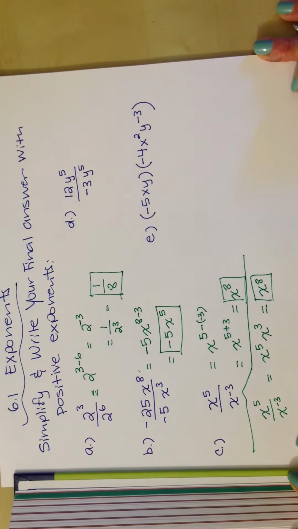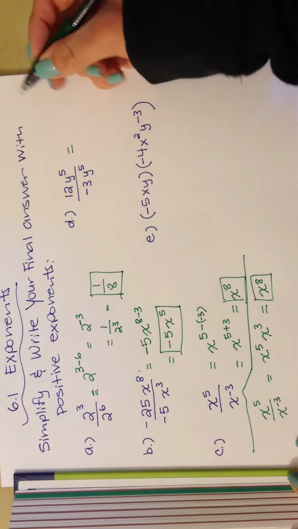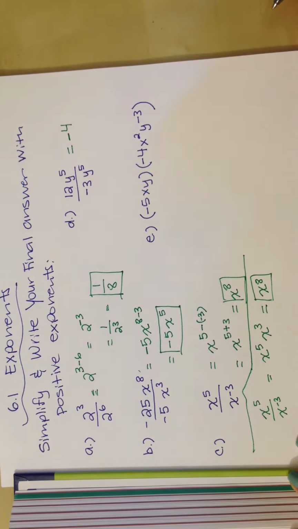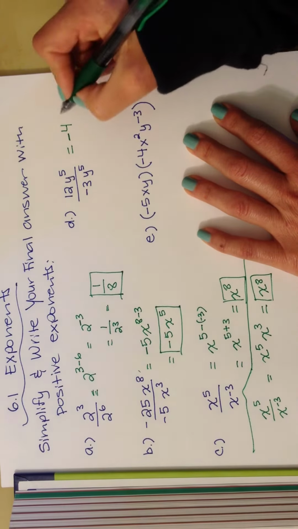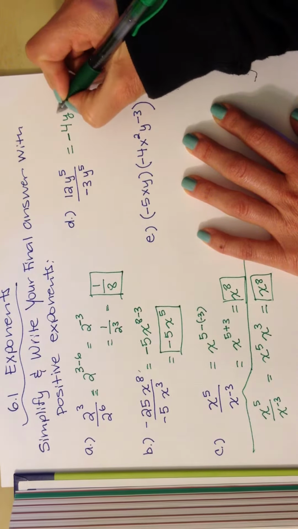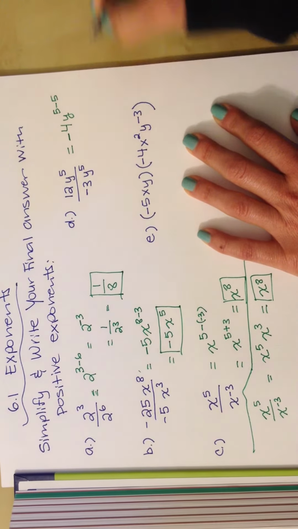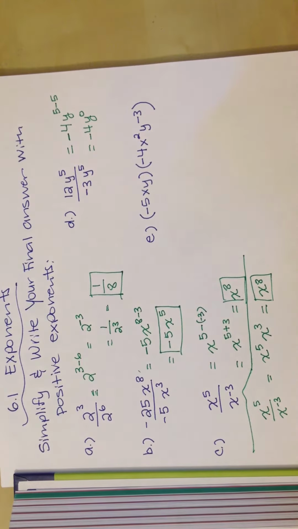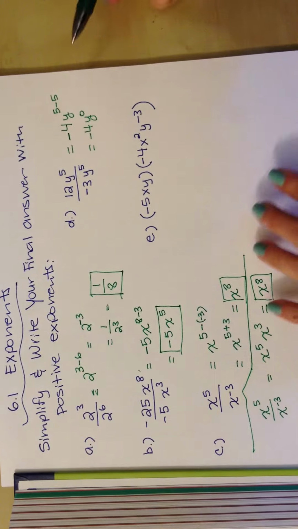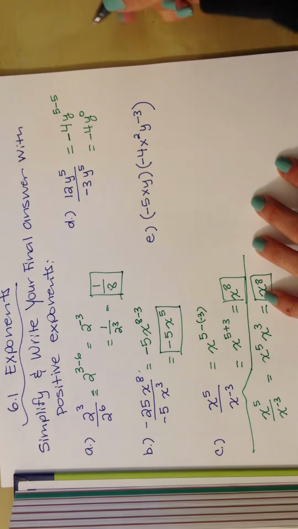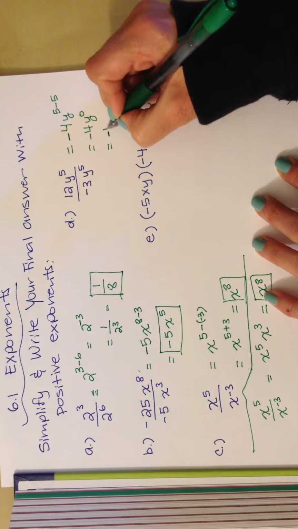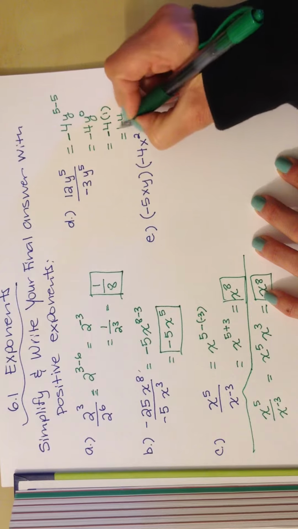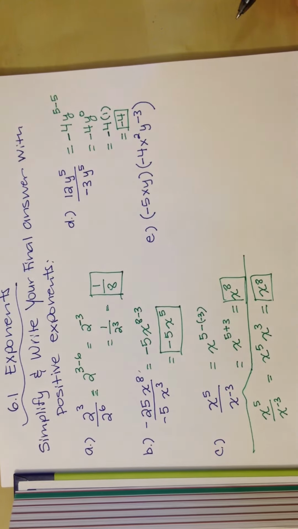Let's take a look at example D. Again, I can reduce 12 divided by negative 3 is negative 4. Use the subtraction rule, the quotient rule. We have y to the power 5 minus 5. That gives me negative 4, y to the 0. Remember that if we have y to the 0, that's equivalent to 1, which tells me that I have negative 4 times 1, which is just negative 4. This was the 0 exponent rule.